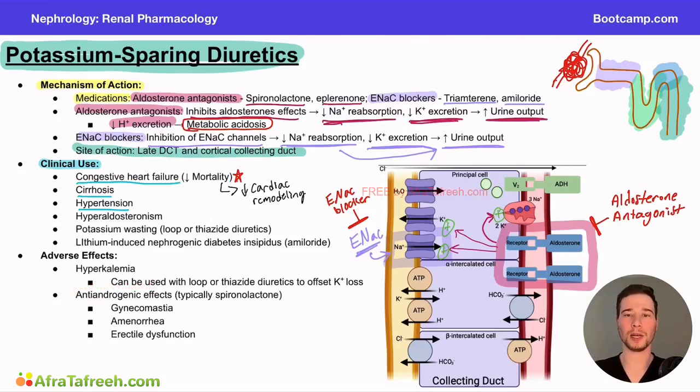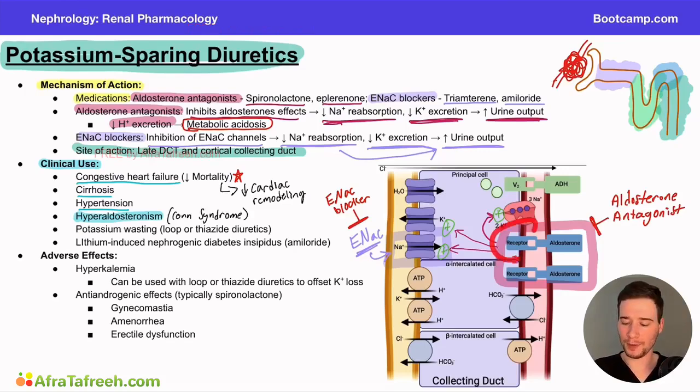Now, one of the unique ones that I want to talk about here is the use in hyperaldosteronism. This should make sense to us intuitively. If a patient has too much aldosterone, or primary hyperaldosteronism, sometimes also called Conn syndrome, then they are producing too much aldosterone from their adrenal glands. Well, giving them an aldosterone antagonist, such as spironolactone, can be useful.